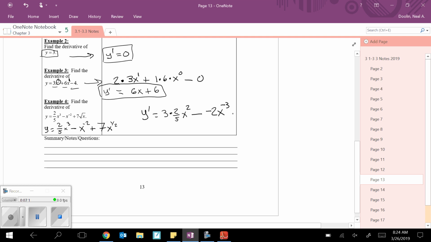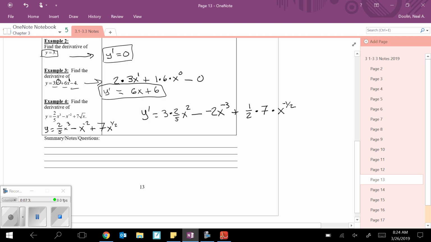And then, same thing for the last term. Let's do the rule first. So let's bring down the exponent of 1/2, keep the 7. And then subtract 1 from the exponent. So 1/2 minus 1 is negative 1/2.